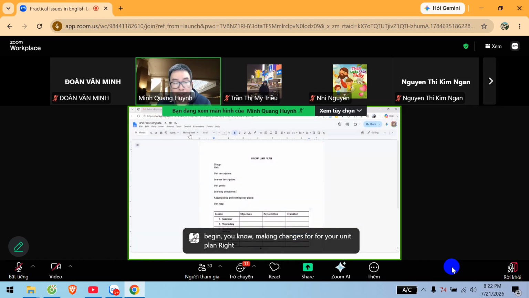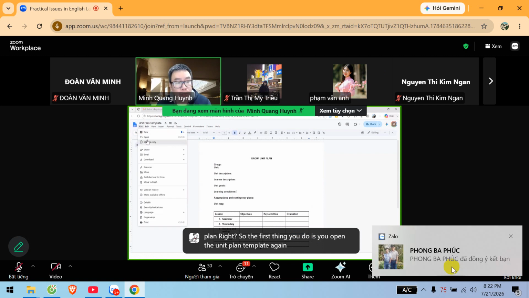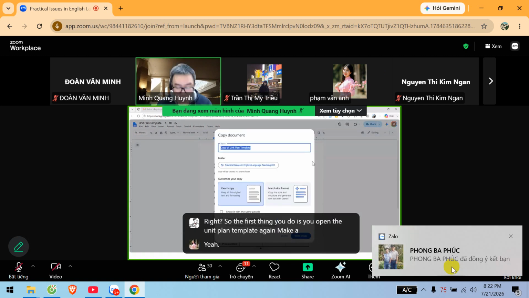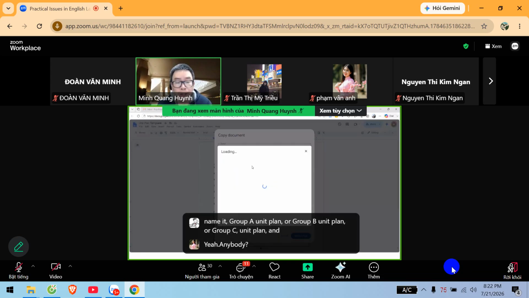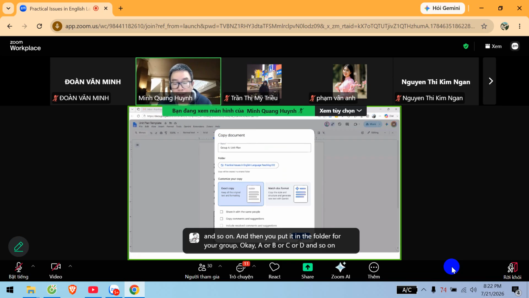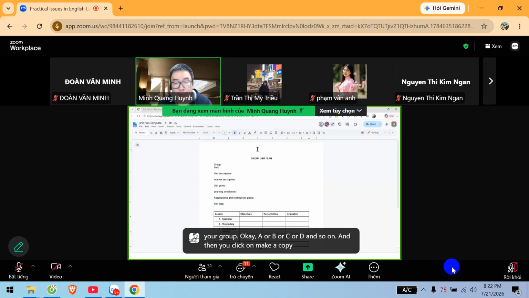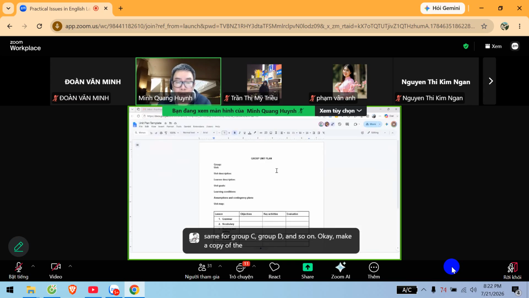So the first thing you do is you open the unit plan template again. You make a copy. You name it Group A unit plan, or Group B unit plan, or Group C unit plan, and so on. And then you put it in the folder for your group, A or B or C or D and so on. And then you click on make a copy, and that will create a copy in your group folder. The same for Group B, Group C, Group D, and so on. Make a copy of the template and then put it in the folder for your group. So that's the first thing.